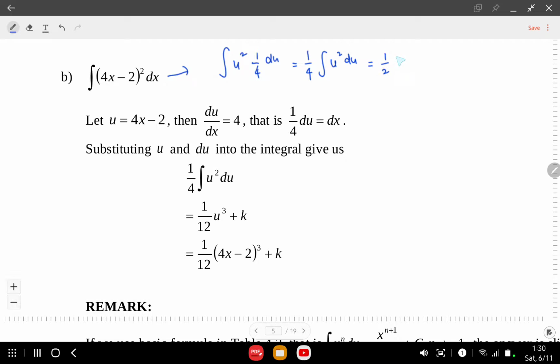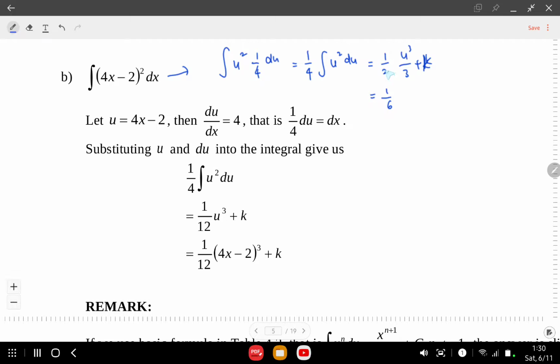So we can start integrate it. U square, when we integrate u square, we'll get u power of 3 divided by 3, plus k or plus c, no matter what letter you want to use. Okay, tak kisah apa-apa. So plus k ke plus c. So here we will get 1/6.